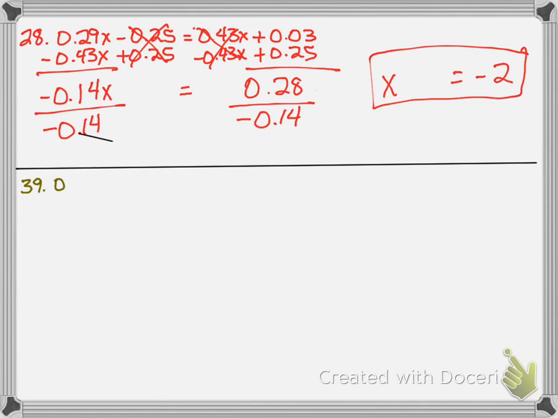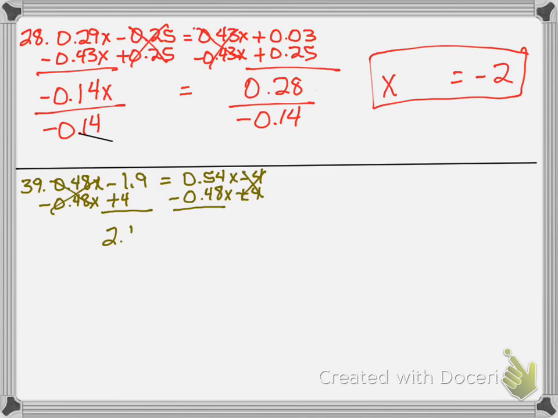Okay. Number 39 is 0.48x minus 1.9 is equal to 0.54x minus 4. I'm going to add 4 to both sides. I'm going to subtract 0.48x from both sides. Okay. Now, 4 minus 1.9 is 2.1. 0.54 minus 0.48 is 0.06. I'm going to divide both sides by 0.06. And it means x is equal to 35.